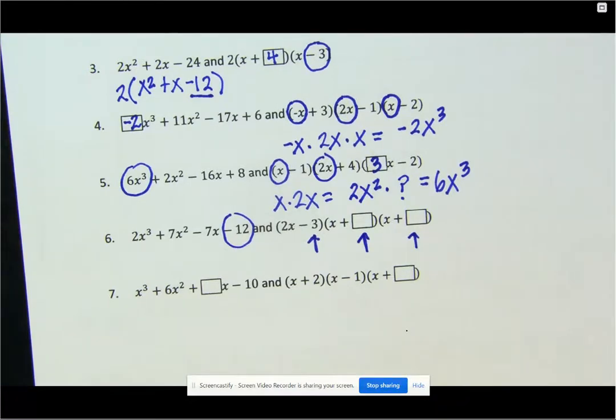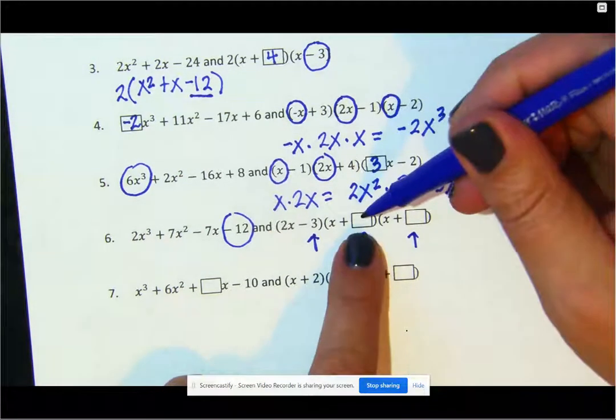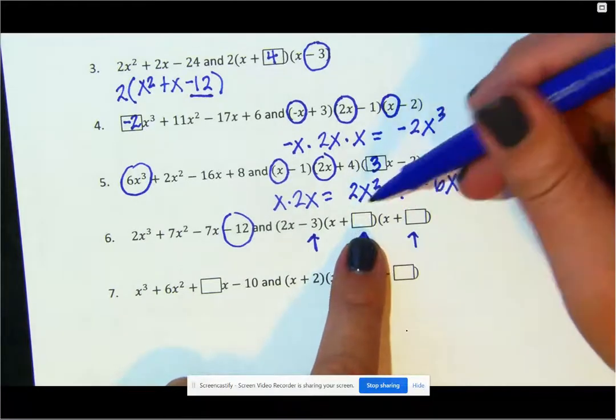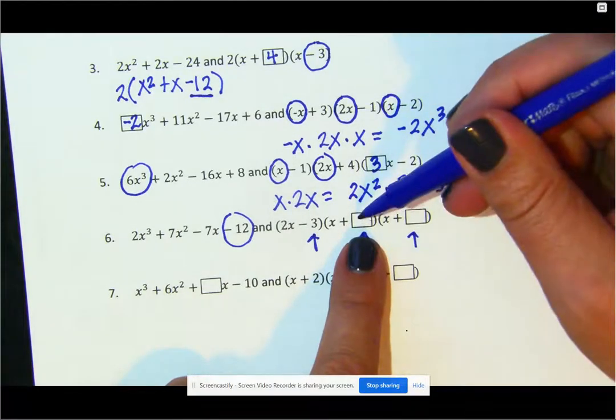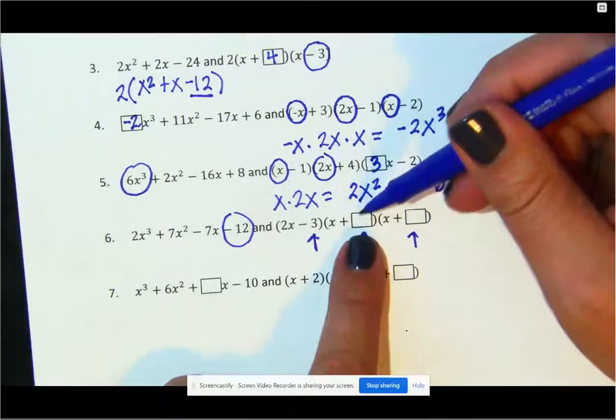Let me think about this. Is there more than one? Oh yeah, you could do 6 times 2, 4 times, yeah. There's too many possibilities. That could be 4 and 1, or 2, yeah, 2 and 2 would work.